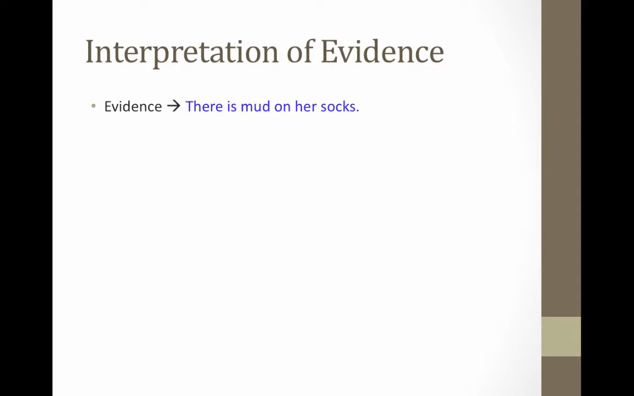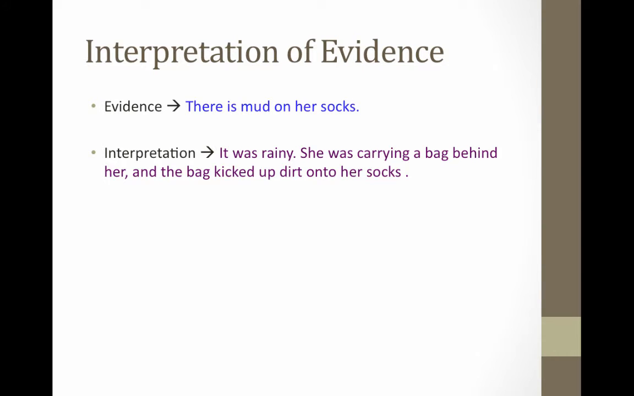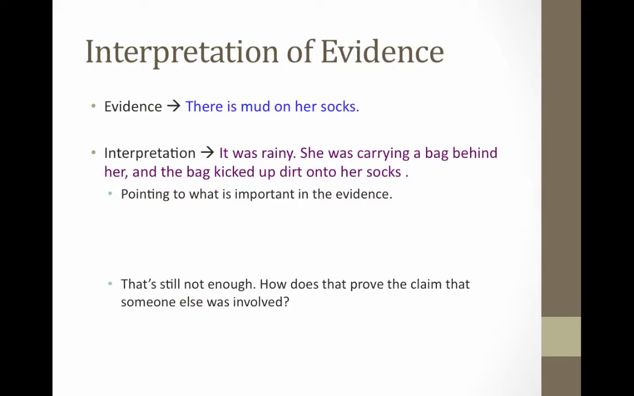So first he's going to interpret the evidence. So the evidence that he noticed is there's mud on her socks. His interpretation of that is, well, it was rainy, and so she was carrying a bag, like a rolling suitcase, behind her, and that bag kicked up dirt onto her socks. This points to what's important in the evidence. We might not have noticed what the mud on her socks might have meant, but Sherlock has now interpreted it for us. But does this prove how he knows that someone else was involved in her murder? Probably not. He still needs to explain a little bit more.